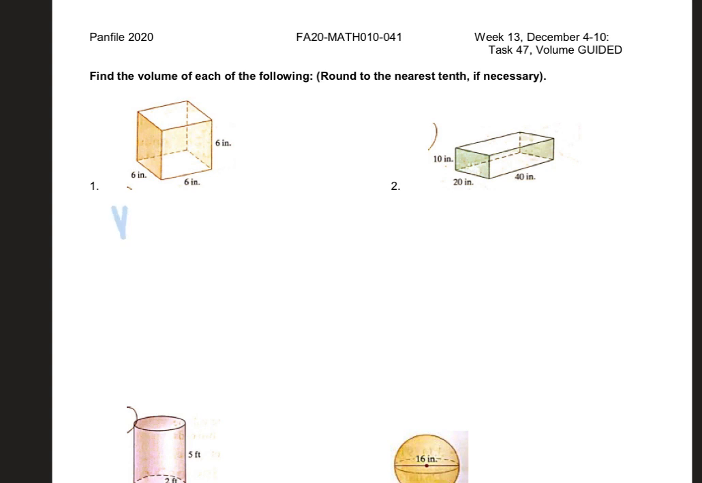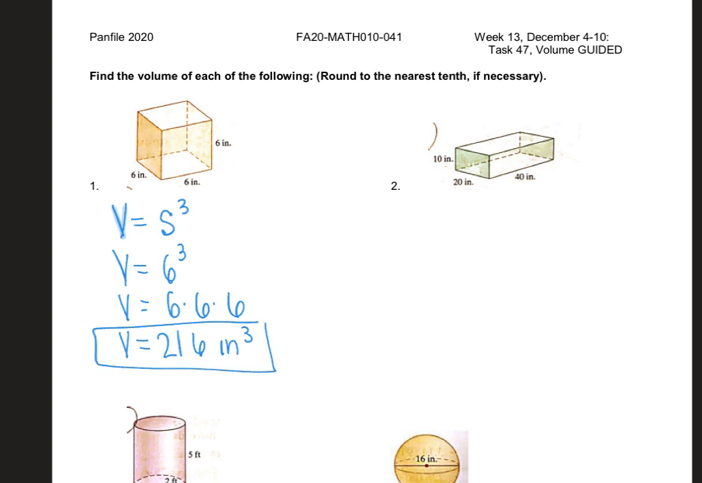So volume is going to equal s to the third, or s times s times s. That s is 6, so it's really 6 to the third. So our volume is 6 times 6 times 6, which is really 36 times 6, which is 216. And this time I am in inches to the third, because for volume, we're talking about the third dimension. We're talking about an inch times an inch times an inch, which in exponent world means that I have a 3, and that's inches to the third.